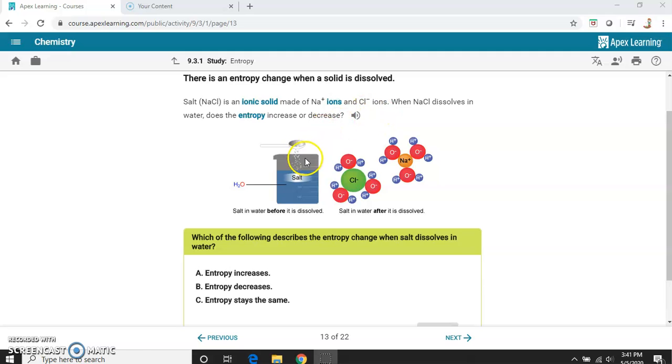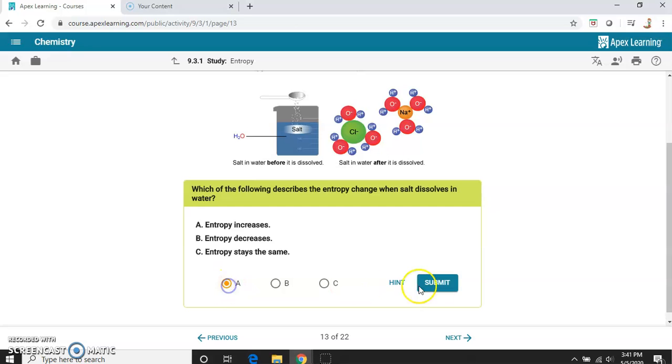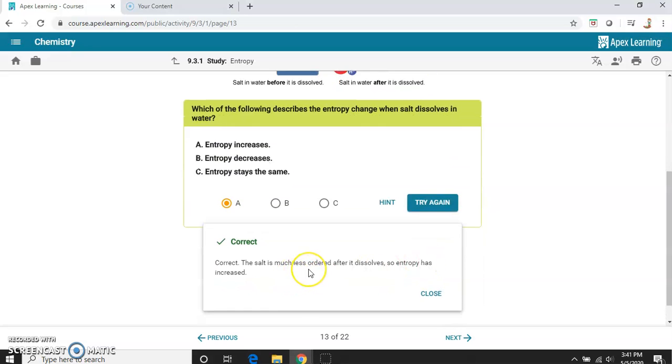When you dissolve this salt into water, do you think the entropy, that chaos, disorder, or randomness, is going to increase or decrease? When you think about it, you pour salt into water, make salt water, you stir it up, and everything's going kind of a little bit crazy and random. So it does increase the entropy because it is much less ordered after it dissolves. So you're increasing the entropy.